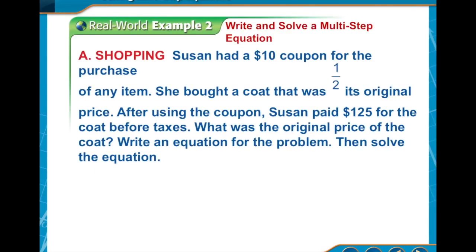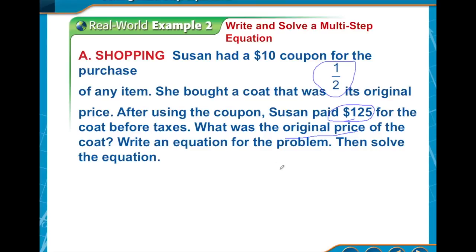So example 2, first one is about shopping. We see Susan has a $10 coupon for the purchase of any item. She bought a coat that was half of its original price. So let's circle what's important. Half of its original price. After using the coupon, she paid $125 for the coat before taxes. We want to know what was the original price of the coat.